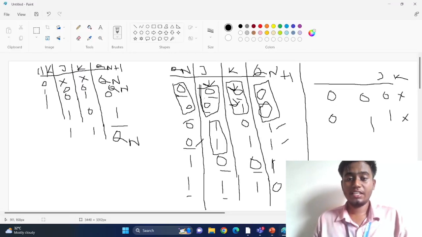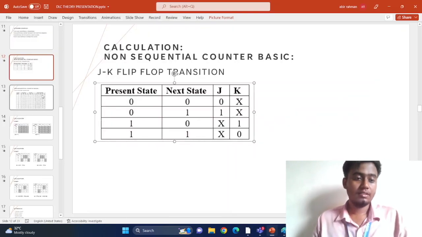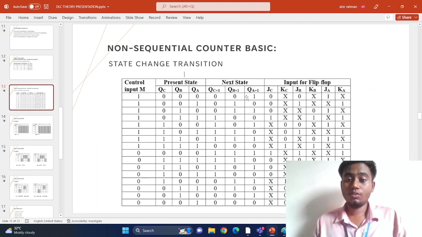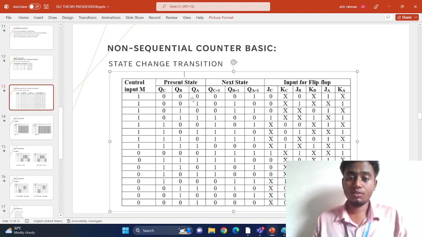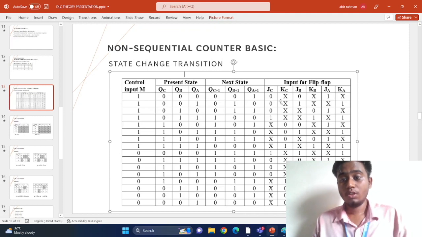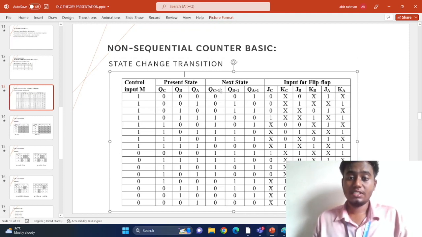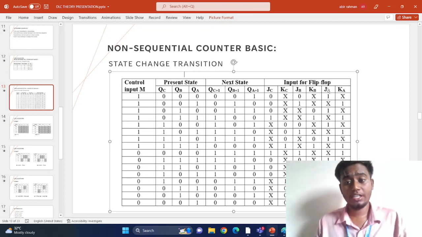We already verify it from our characteristic table. So from 0 to 1, JA is 1 and KA is don't care. And for QB, from 0 to 0, JB will be 0 and KB is don't care. Why? From 0 to 0 we already know that J should be at 0 and KB is at don't care condition.